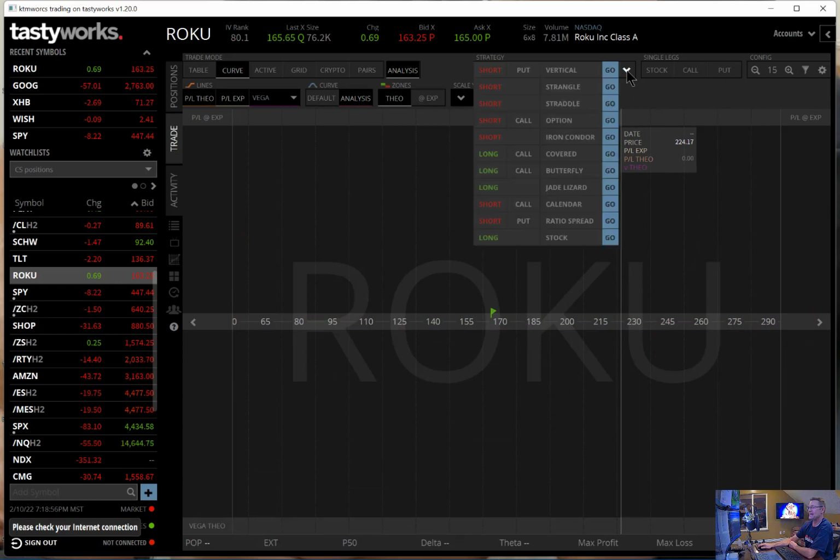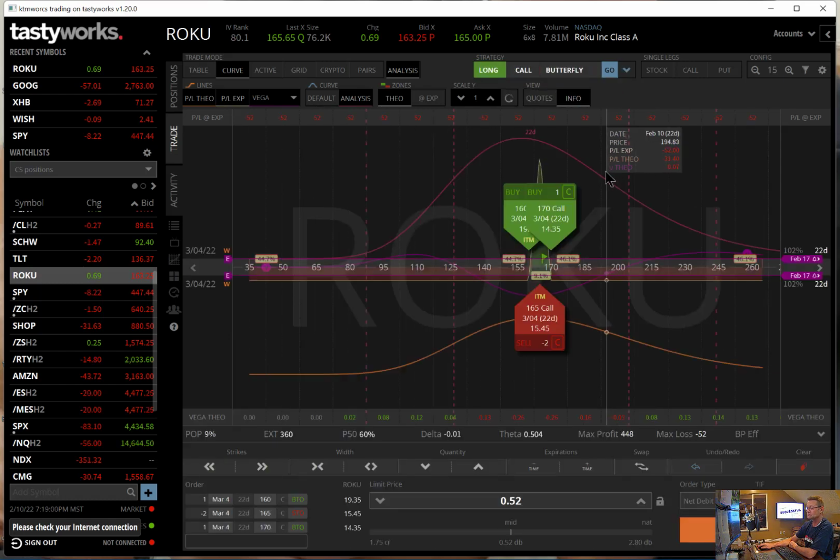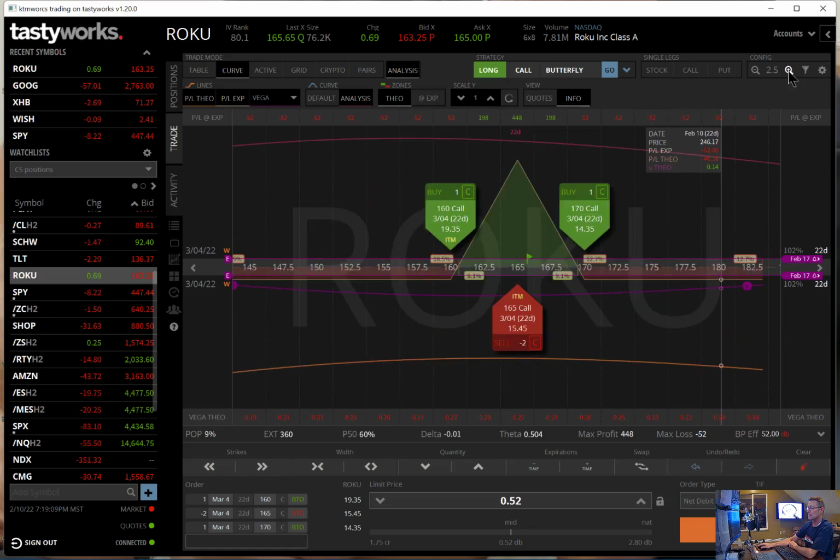let's find maybe the exact opposite of an iron condor. Let's go look at a long butterfly call. And let's go look at these exact same dates right here, March 4th, so 22 days out. And let me widen this out a little bit here. And now you can see that this is a vastly different trade, okay? Now again, if you don't understand what a butterfly call is, go to the website, check it out, and you'll get a little bit better understanding of that. So this is pretty much the exact opposite of the trade that we just did.